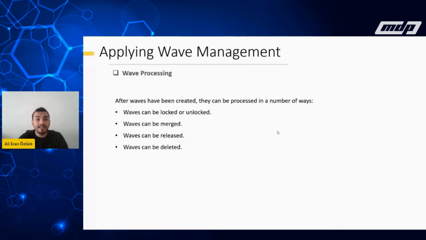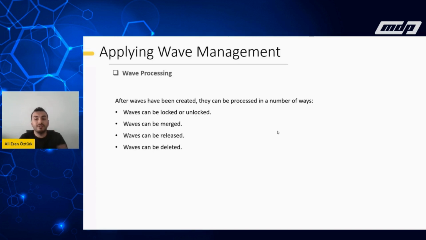So waves can be released. This is actually the basic functionality. The action creates the warehouse tasks and the subsequent warehouse orders for the warehouse request items in a wave. So the picking tasks are created through releasing, or waves can be deleted.